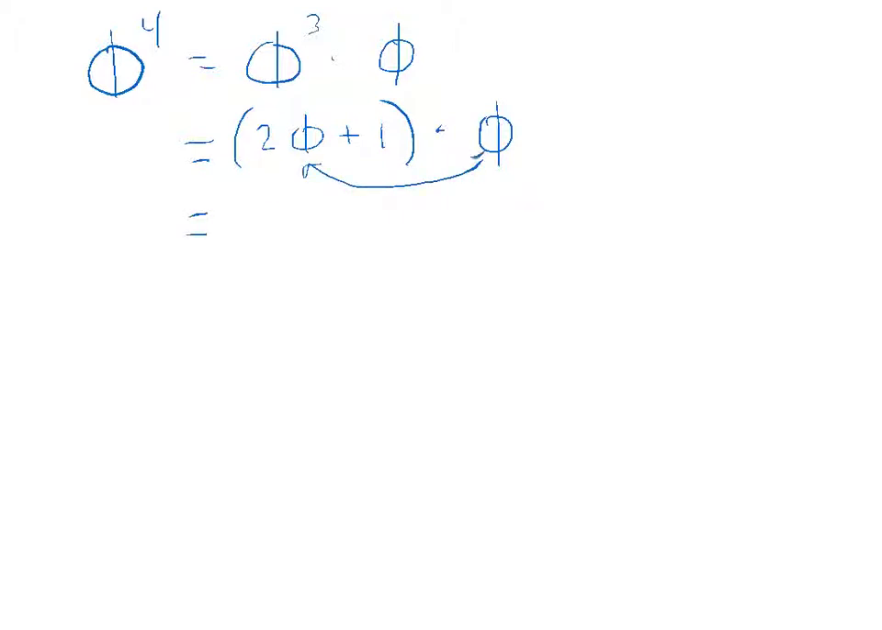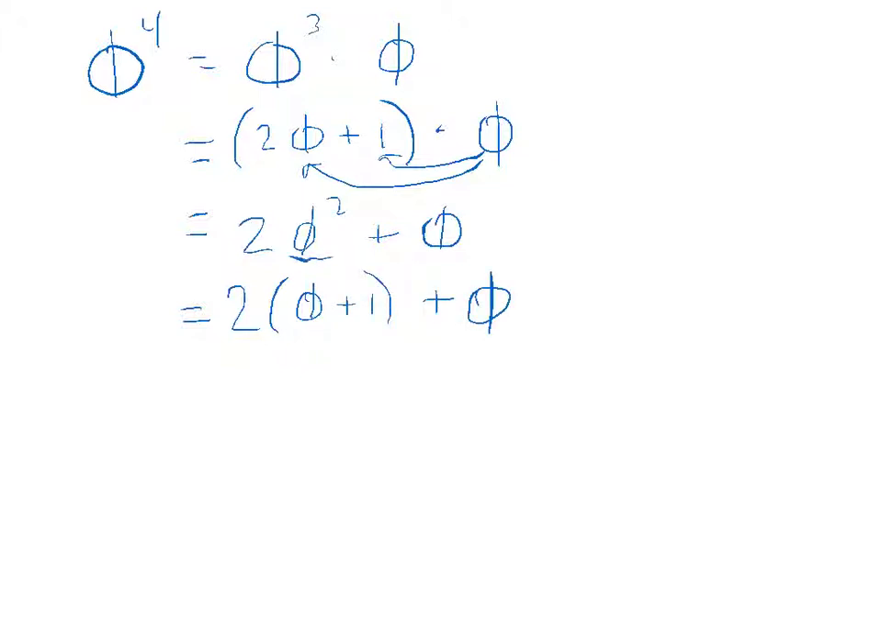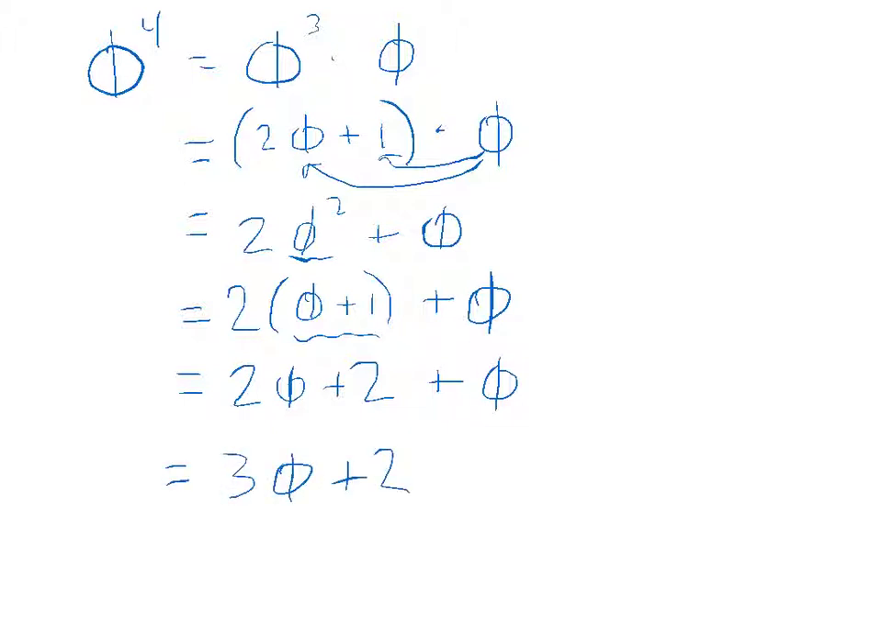Then I have to distribute this phi to both terms in the parentheses, and I get 2 phi times phi, which is 2 phi squared, plus 1 times phi, which is phi. Then I make a substitution again, replace phi squared with what it equals, phi plus 1. I'm going to distribute the 2, and I get 2 phi plus 2 plus phi. And combine like terms. 2 phi plus phi is 3 phi, and then the plus 2. 3 phi plus 2.